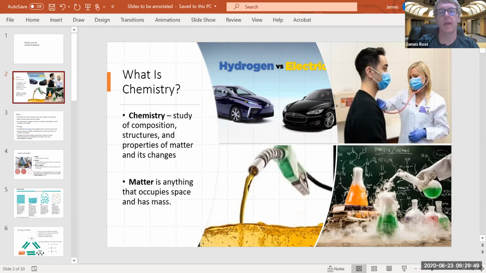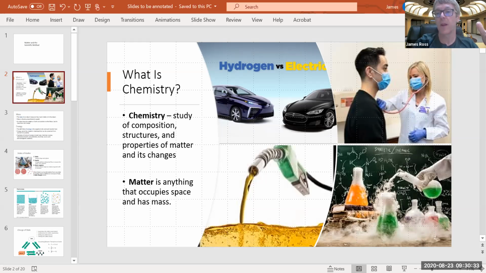So if you consider some illustrations here, the one with the hydrogen versus electric vehicles, they both consume fuel. So the hydrogen car on the left consumes hydrogen. So hydrogen is matter. It changes because it's consumed. So if you study hydrogen fuel cell cars, you're really a chemist by the definition of chemistry. The electric car on the right consumes charge. Charge is the potential of the flow of electrons. So something is changing.